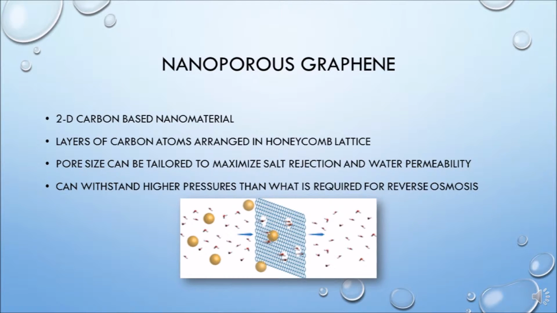Graphene is a diverse material with unique characteristics that has caught the attention of scientists and engineers. It is a two-dimensional, carbon-based nanomaterial with layers of carbon arranged in a honeycomb lattice. Graphene has nano-sized pores that can be tailored to a specific size to increase salt and mineral rejection. Due to graphene's structure, it can withstand pressures much greater than what is required for reverse osmosis to occur. Based on this information, it is evident that nanoporous graphene is an ideal membrane for the reverse osmosis desalination process, and some industrial plants have already started implementing it.